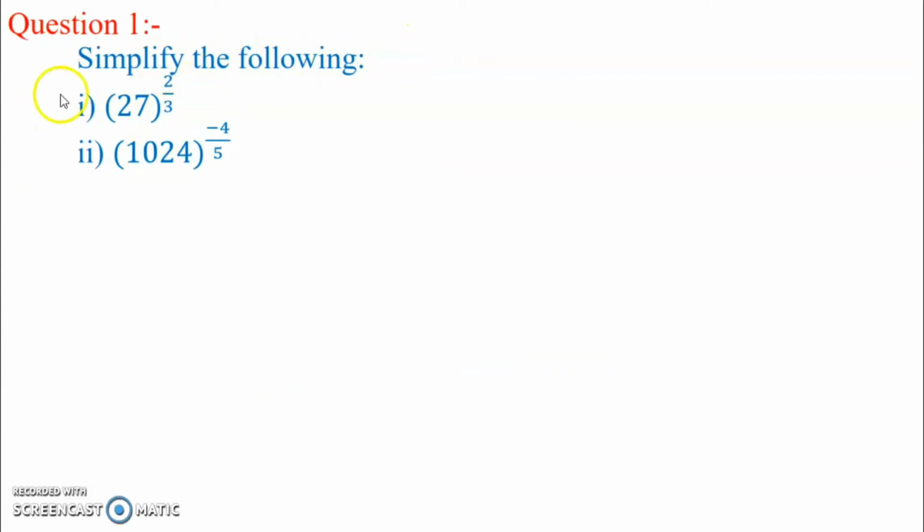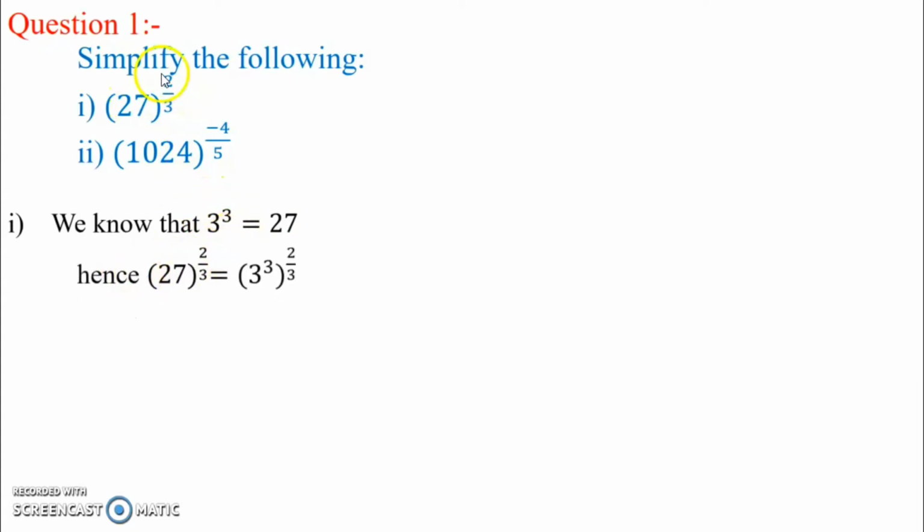Simplify the following. The first question is 27 raised to 2 by 3, and the second one is 1024 raised to minus 4 by 5. What you have to do is try to find the roots of the numbers given in the bracket. Now here you know that 27 is the cube of 3. So 27 is equal to 3 cube. So in place of 27 I will write 3 raised to 3.